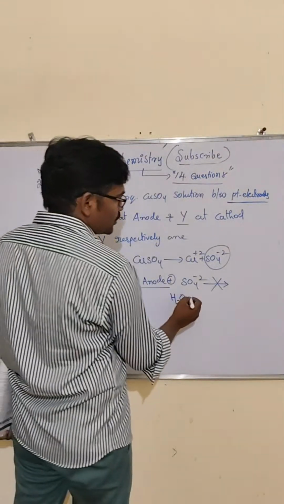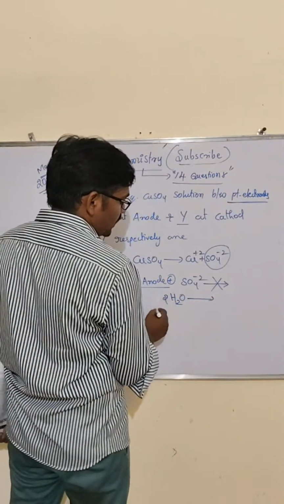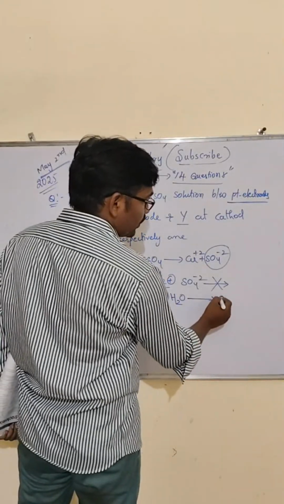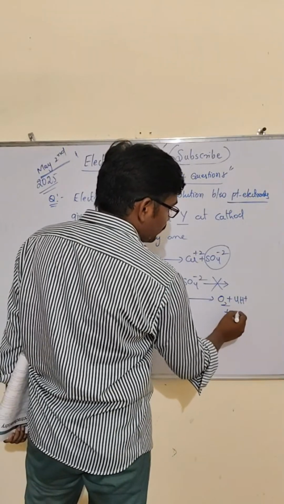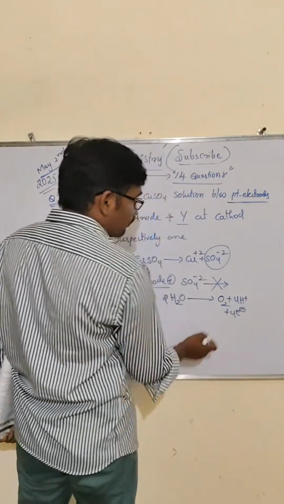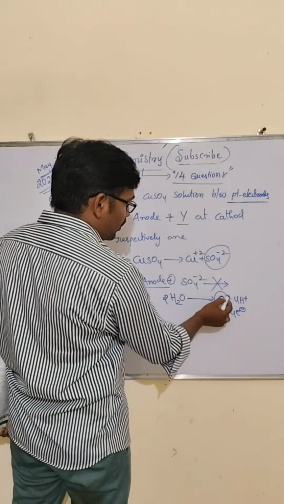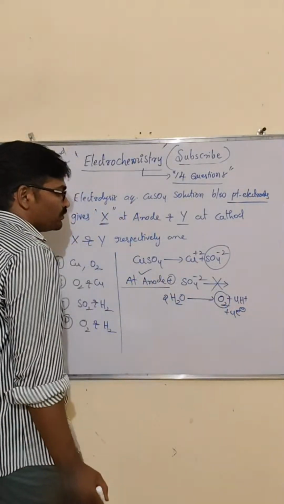So that H2O can be converted into O2 plus 4H+ plus 4 electrons. So O2 will be formed at anode.